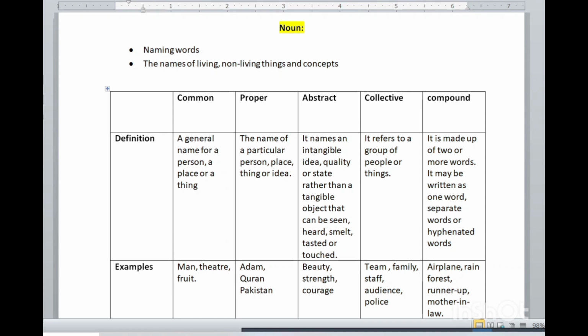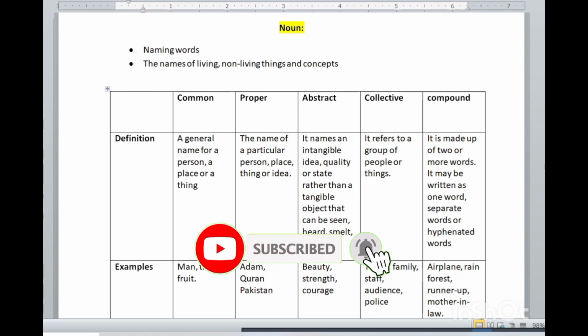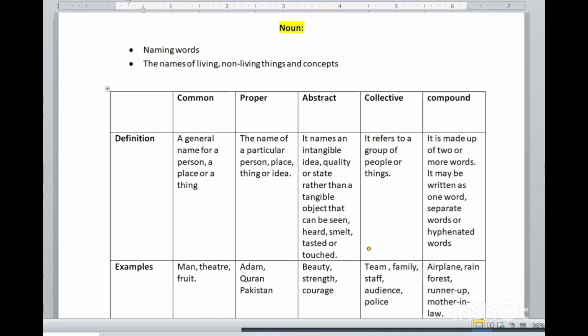Dear students, we are going to discuss a very interesting topic that is very common, a basic topic in the English language. How will we use this and how will we differentiate different types of this topic? So, the topic we are going to discuss today is noun.